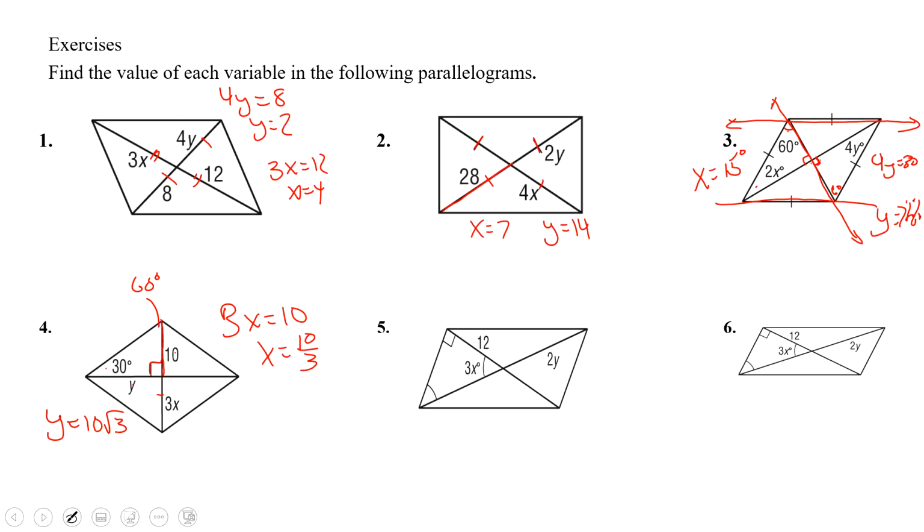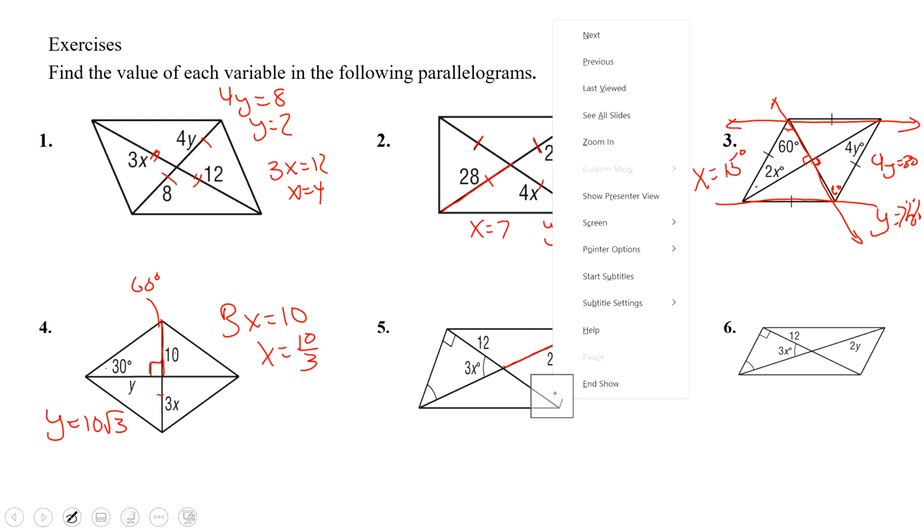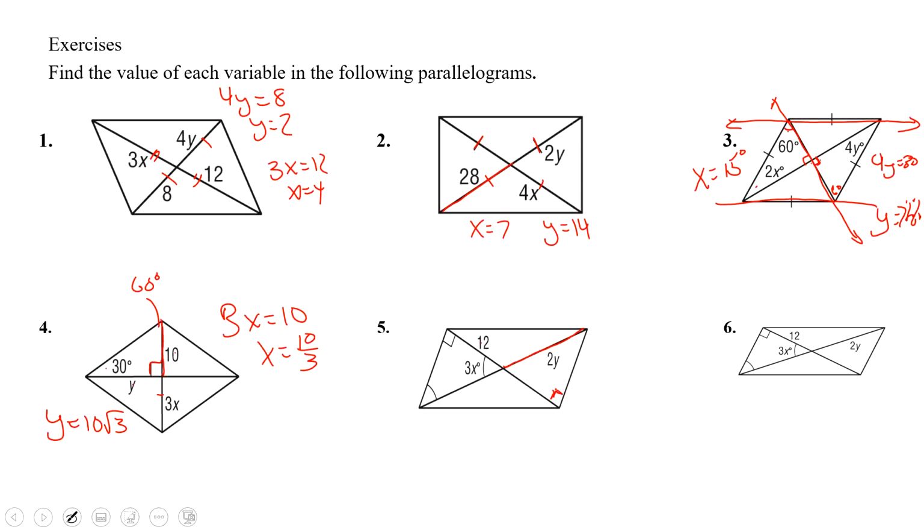Number 5, a little tricky. I know that side's 12. I'm not sure what this side here is. What I do know, though, is it's opposite my right angle. They're also telling me that these two angles here are congruent. So that tells me this triangle here, even though it's drawn kind of poorly, is a 45, 45, 90.